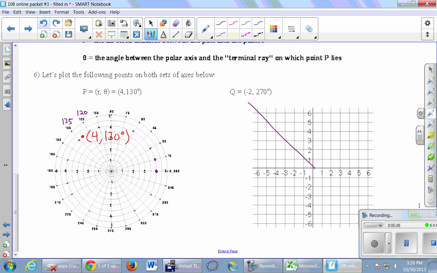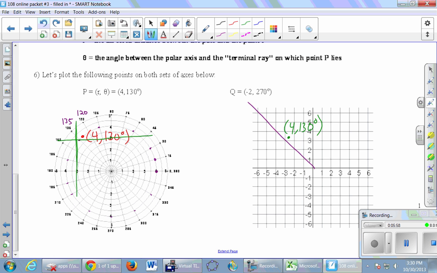Now 4 units away is not so easy to see looking at this picture, but we can see, for example, that this guy right here is the 3 line, and it's a little bit above the 3 line. And this line right here is the 3 line, and it's a little bit to the right of this negative 3. So maybe somewhere around here, 4 comma 130.